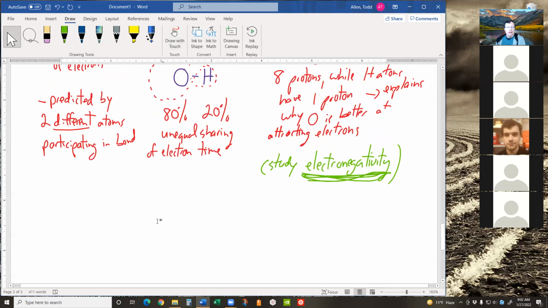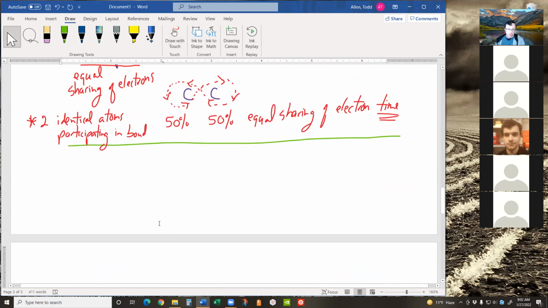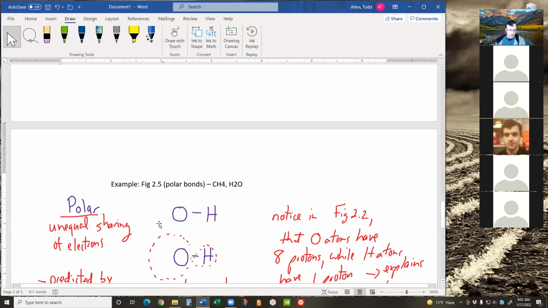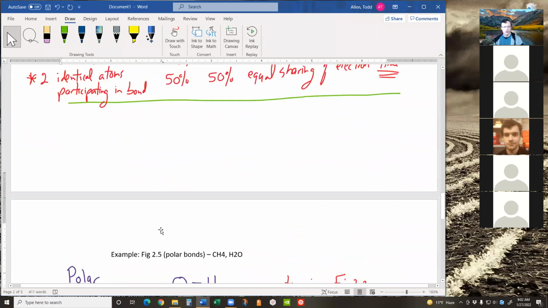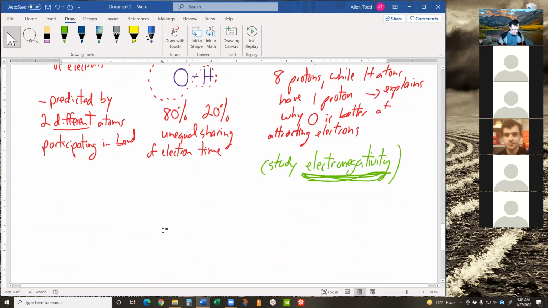Okay. So our third type of bond to cover is hydrogen bonds. Okay, so that would be letter C in our notes. Let's talk about hydrogen bonds.